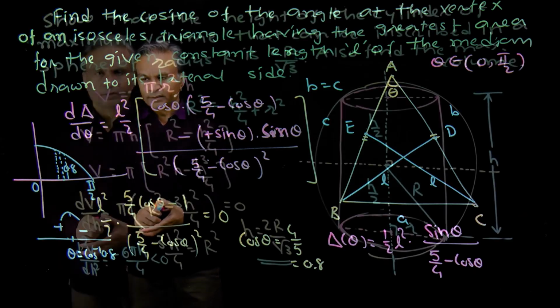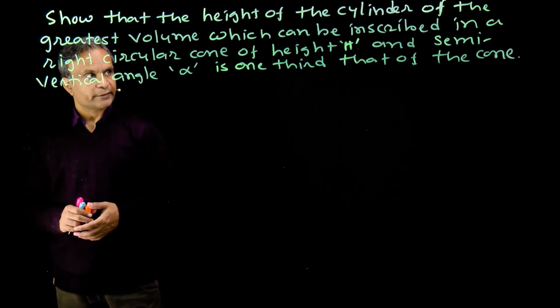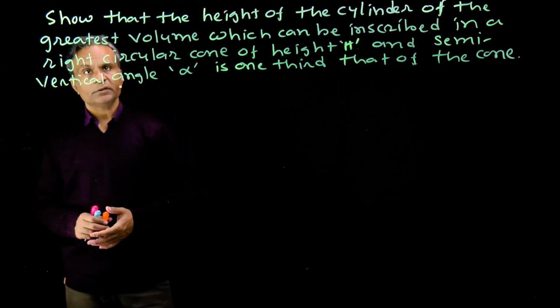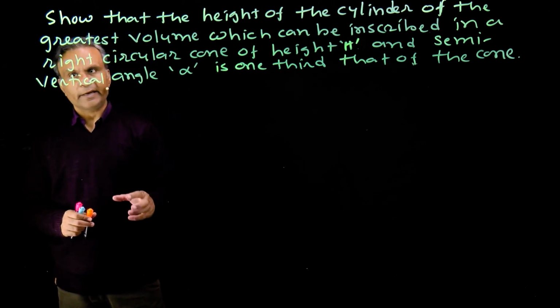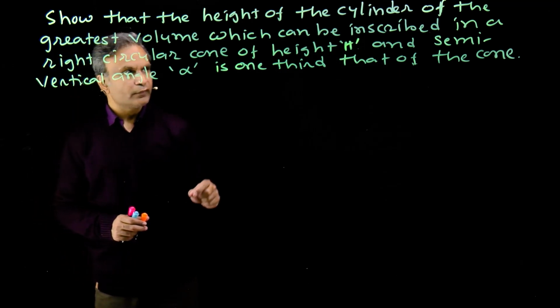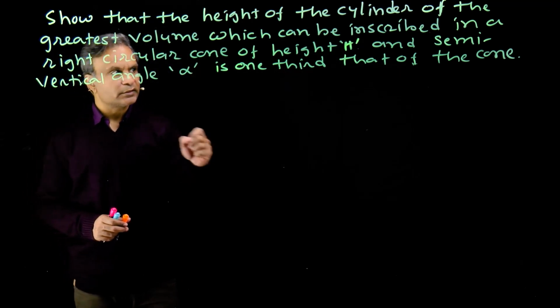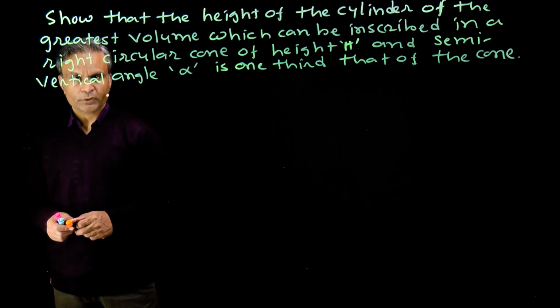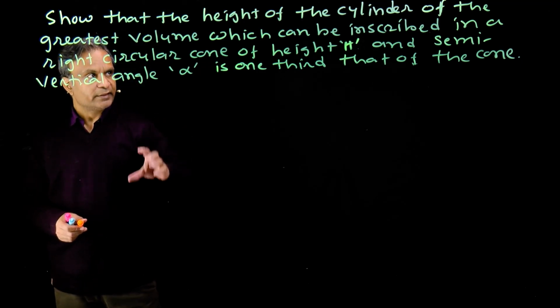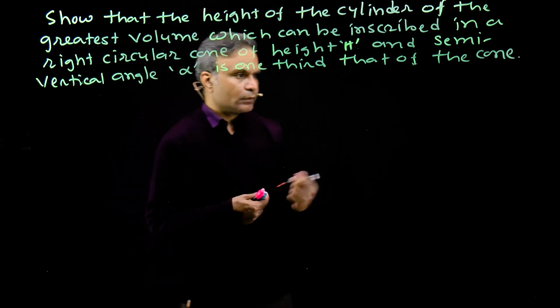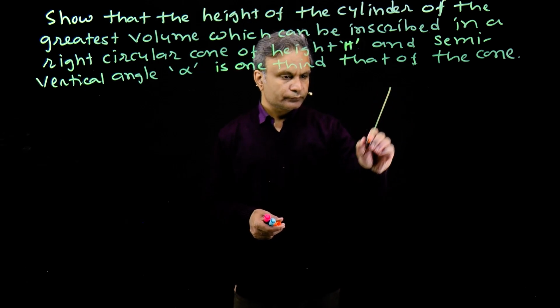Okay, we have one more question from this category. The question is: show that the height of the cylinder of the greatest volume which can be inscribed in a right circular cone of height h and semi-vertical angle alpha is 1/3 that of the cone. We are inscribing a cylinder in the cone. Let's draw the diagram.